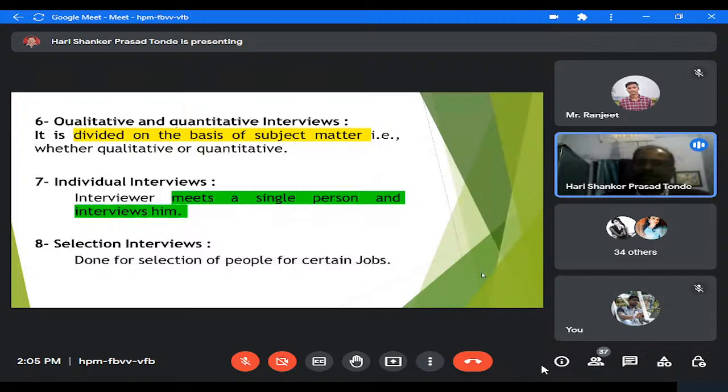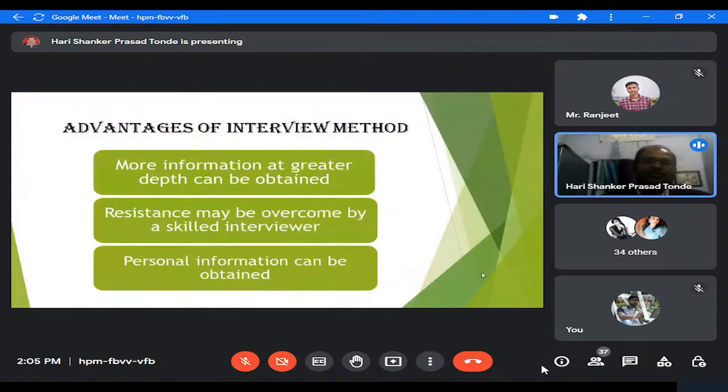Qualitative and quantitative interviews are there, individual interviews are there, and selection interviews are there. These are some methodologies of interview. Some advantages of the interview method: more information at greater depth can be obtained. Resistance may be overcome by a skilled interviewer. Personal information can be obtained with the help of this interview method.